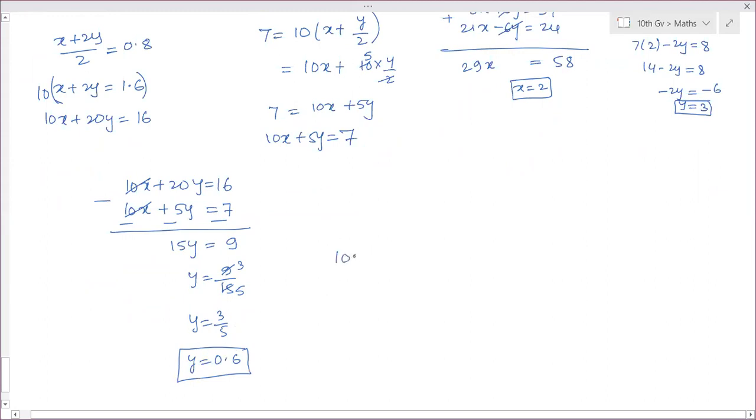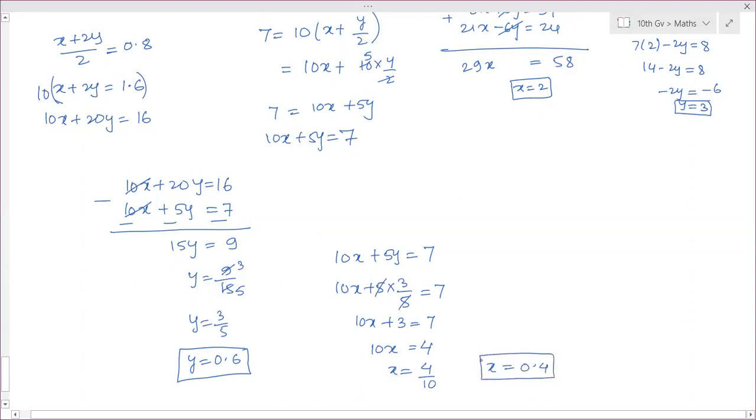Substitute the value of y in any one of the equations. 10x plus 5y is equal to 7. So 10x plus 5 into 3 by 5 is equal to 7. 5 cancel. 10x plus 3 is equal to 7. 10x is equal to 7 minus 3, 4. X is equal to 4 by 10. So the value of x is 0.4. If you want, you can keep the answer in fraction also. That's not a problem. 3 by 5 and 2 by 5, or 0.6 and 0.4.